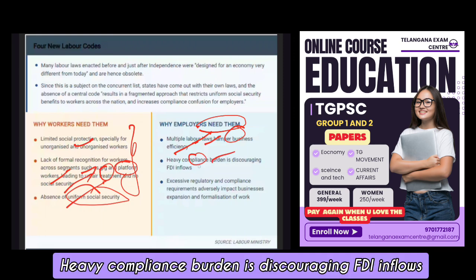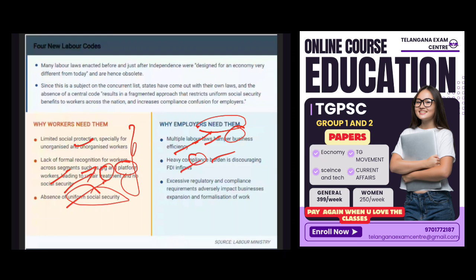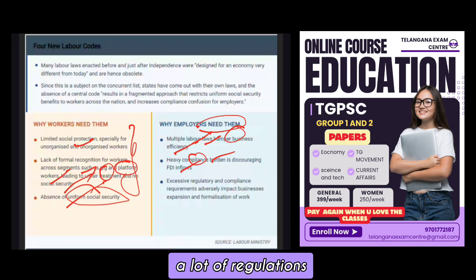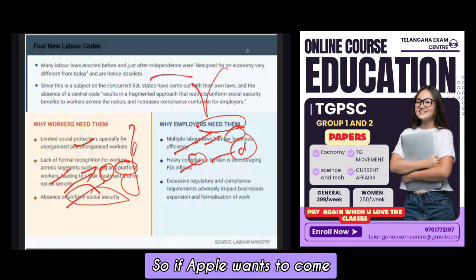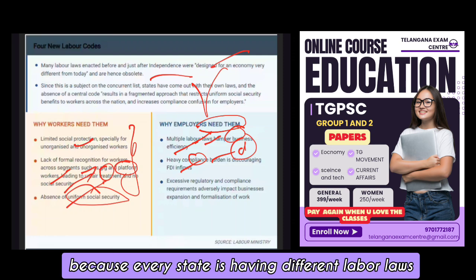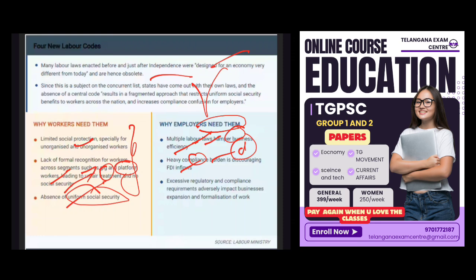Heavy compliance burden is discouraging FDI inflows. Heavy compliance burden is nothing but you have to fill up a lot of forms, you have to take care of a lot of rules, a lot of regulations. And that too, state-wise they are completely different. So if Apple wants to come, or if Sony wants to come, they are thinking 100 times, because every state has different labor laws, and the process is very complex. So compliances are becoming very hard for them.